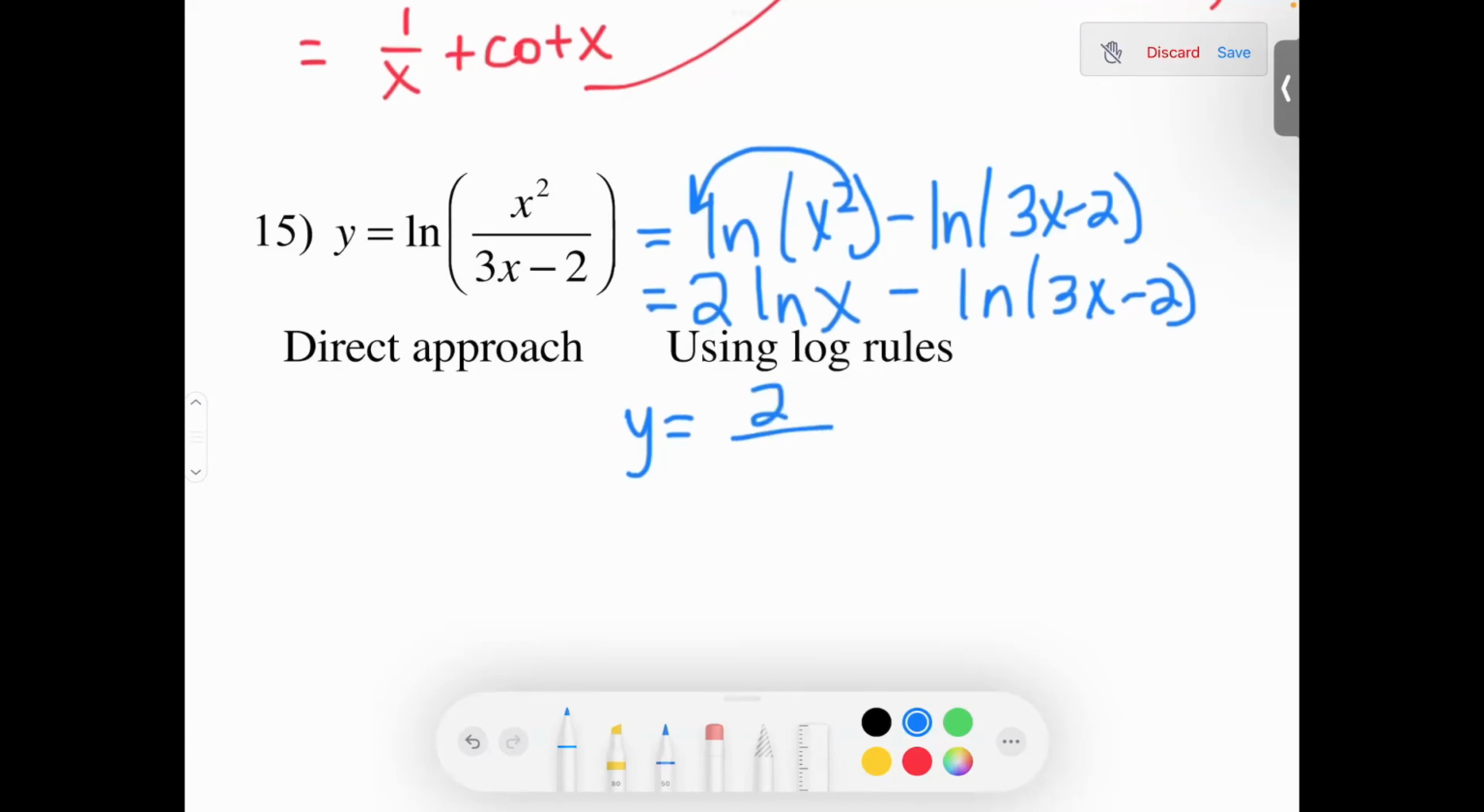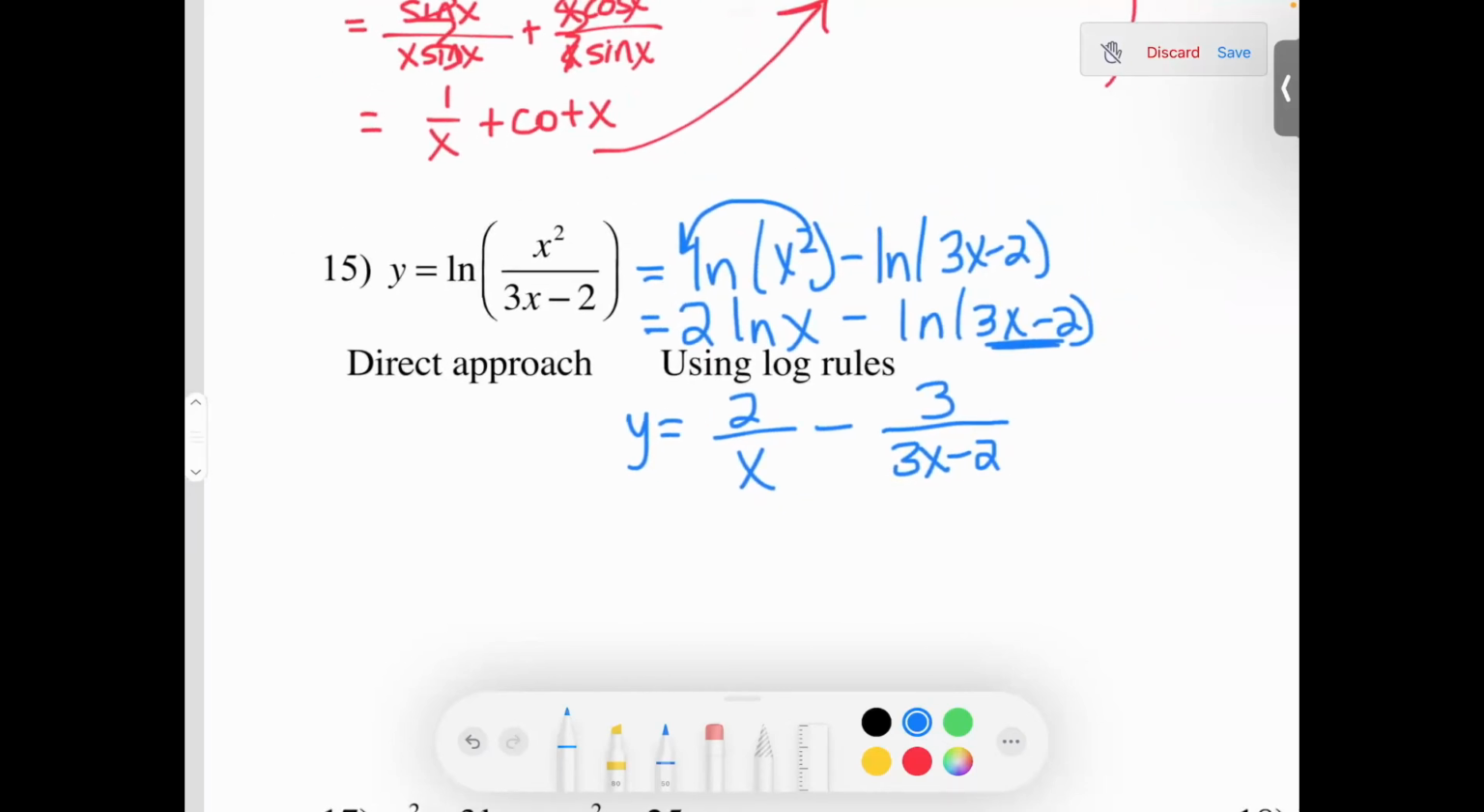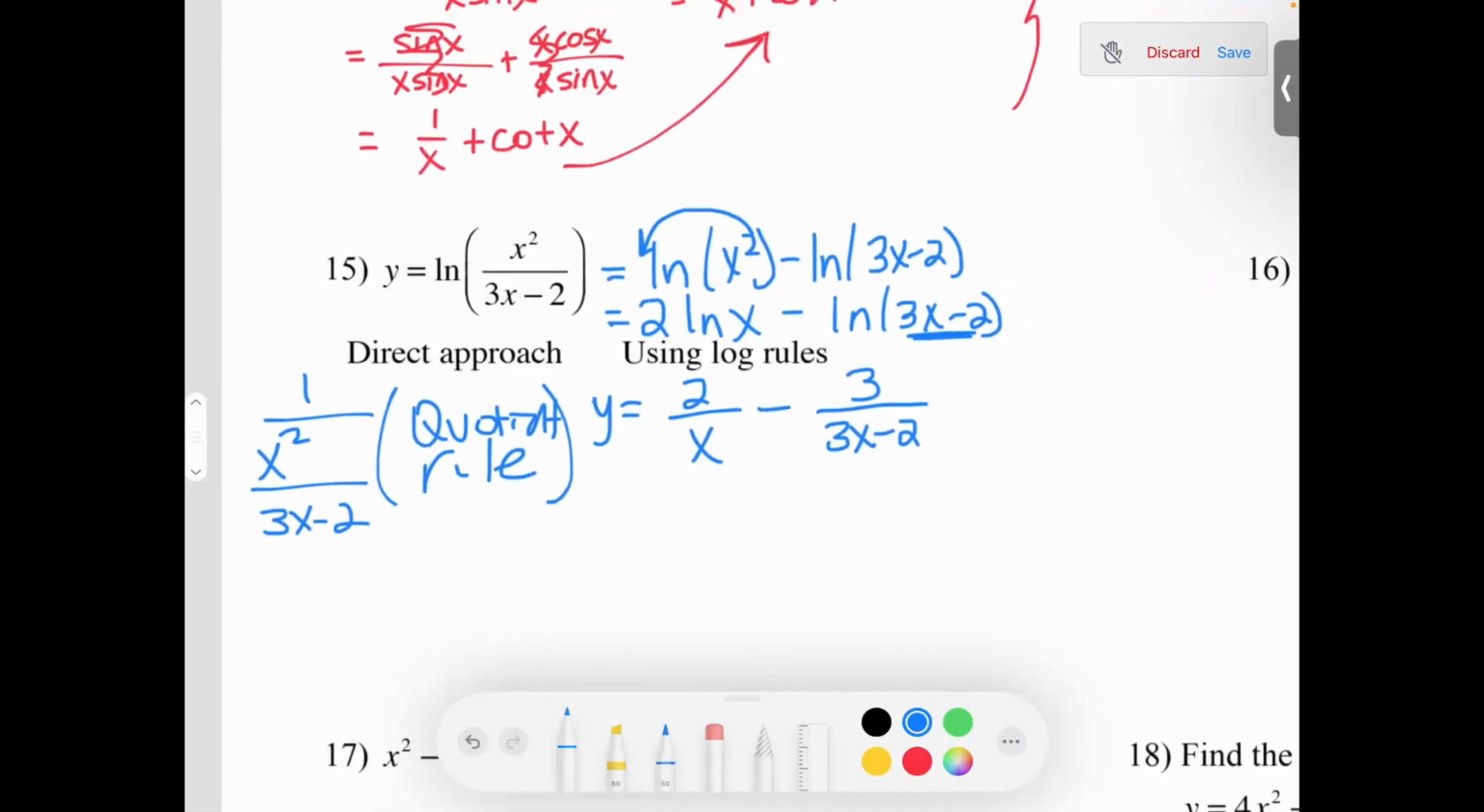So we get 2 times the derivative of natural log of x, which is just 1 over x. So 2 times 1 over x is just 2 over x, minus the derivative of natural log of 3x minus 2, which is going to be 1 over 3x minus 2 times the derivative of 3x minus 2, which is just 3. So that was way easier than trying the direct approach, which, just to show you, would have been 1 over x squared over 3x minus 2, and then we would have had to multiply that by a quotient rule, and then we would have had to do a whole bunch of simplifying, and we don't really want to do that.